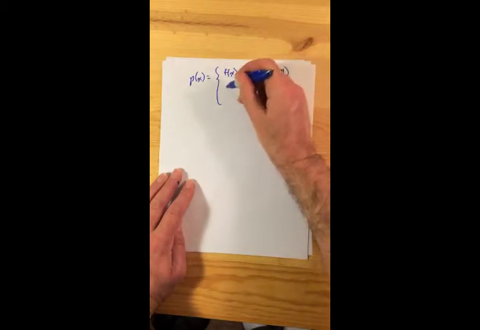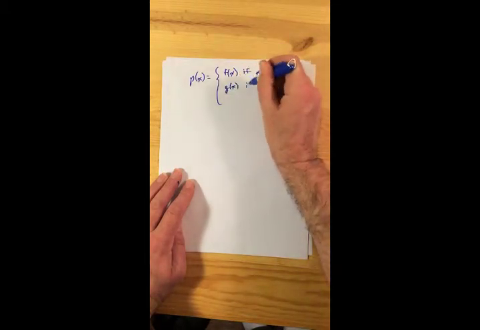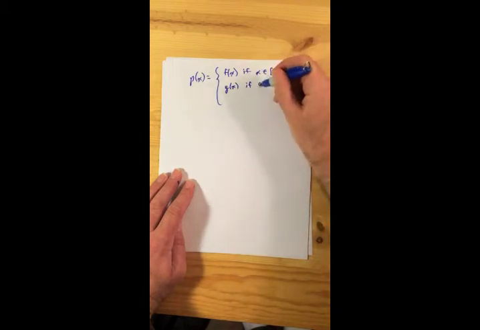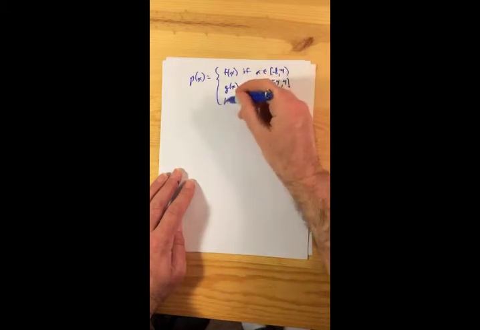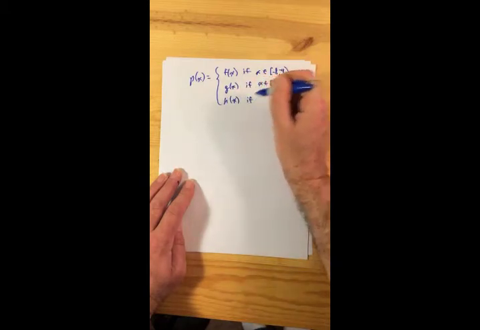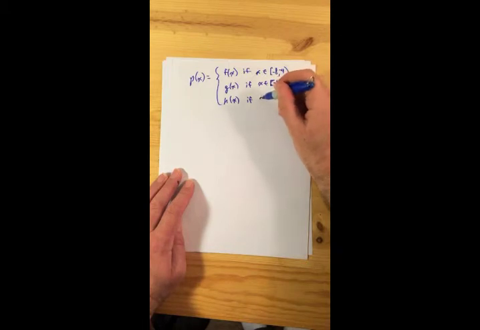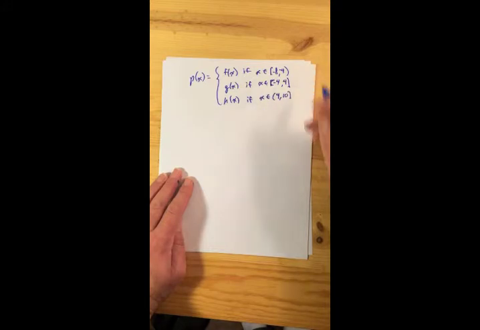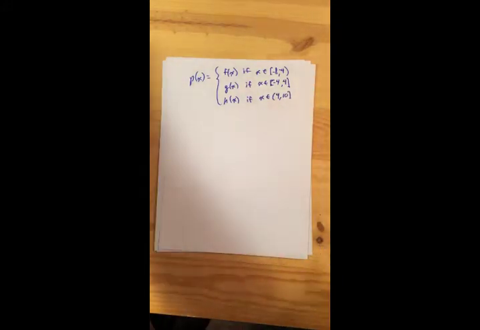Let's say it's going to be g of x if x is between negative 4 and 4, inclusive on both ends. And let's say it's going to be h of x if x is in between 4 and 10, not including 4 but including 10. So I've got this thing defined all the way from negative 8 to 10. Alright, let me give you the pictures of what these three functions look like.